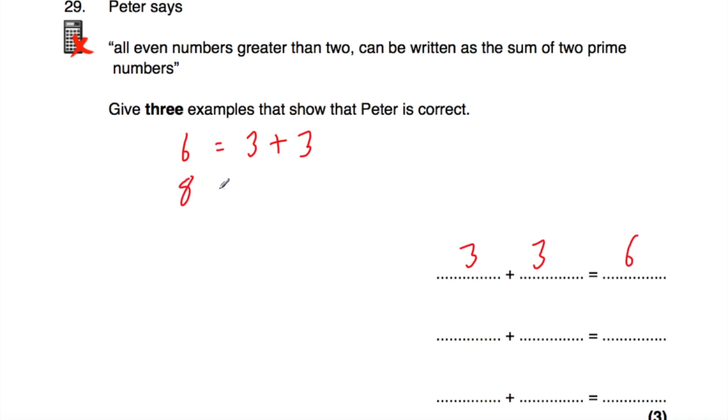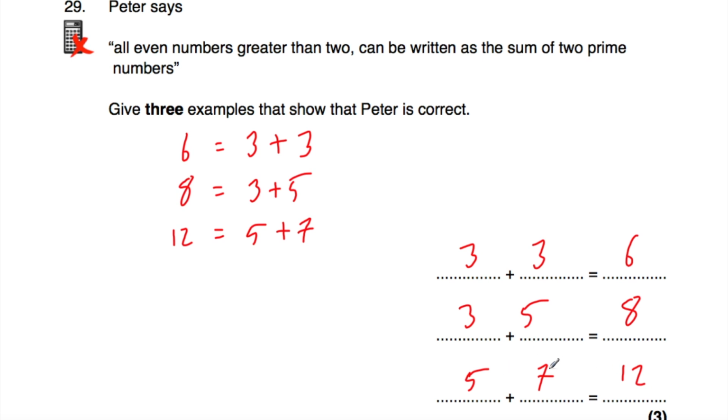Let's try another one, 8. 8 is equal to 3 plus 5. Let's try another one, 12. 12 will be equal to 5 plus 7. So that would work as well. So 5 plus 7 is equal to 12. So these are all examples to show that Peter's correct. And that's it.